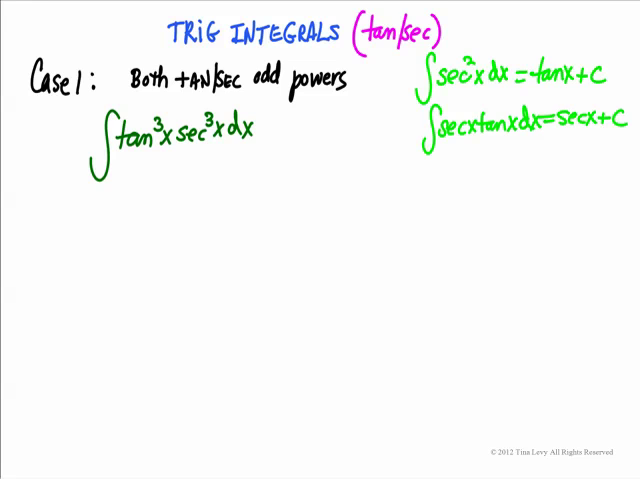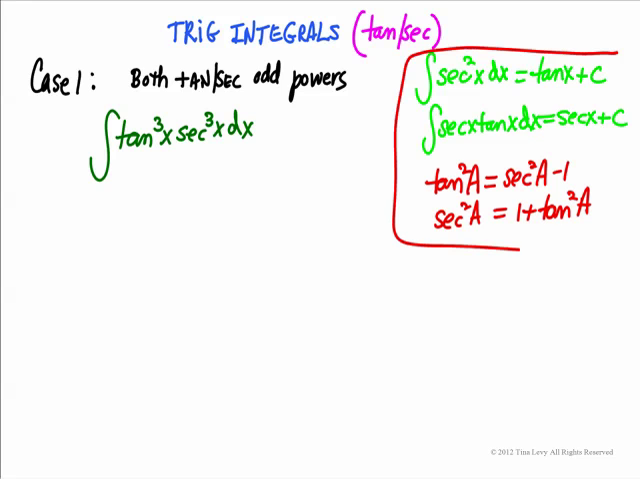Also, we're going to be using just two aspects of the Pythagorean identity. One is we'll be able to replace tangent squared with secant squared minus 1, and we'll know, of course, that secant squared can be replaced with 1 plus tangent squared. So we'll be using these bits of information to help us solve these integrals.